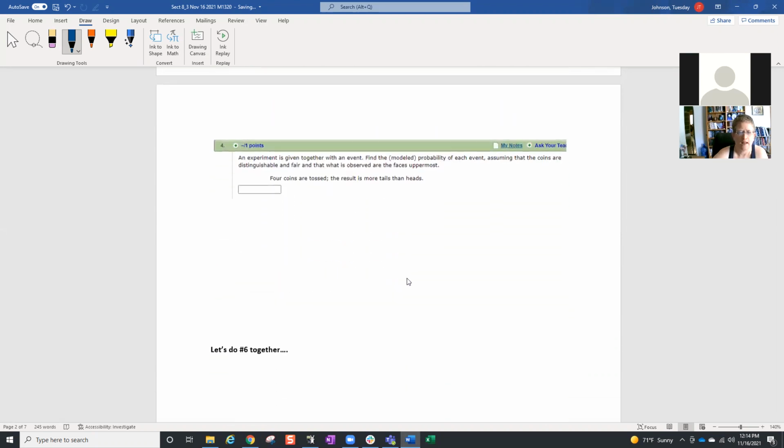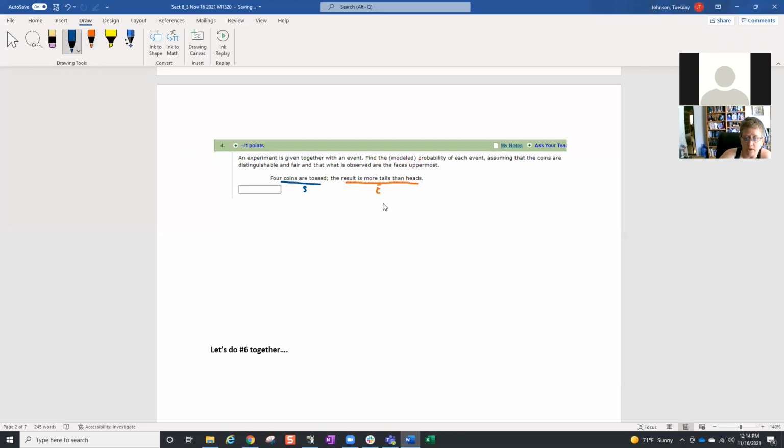Okay. An experiment is given together with an event. So 4 coins are tossed. That's my sample space. The result is more tails than heads is my event. So I want to find the modeled probability of the event, assuming that the coins are distinguishable and fair, and what is observed are the faces uppermost. So we're not using 2-headed coins or anything like that. One's a quarter, one's a nickel. We could tell them apart.